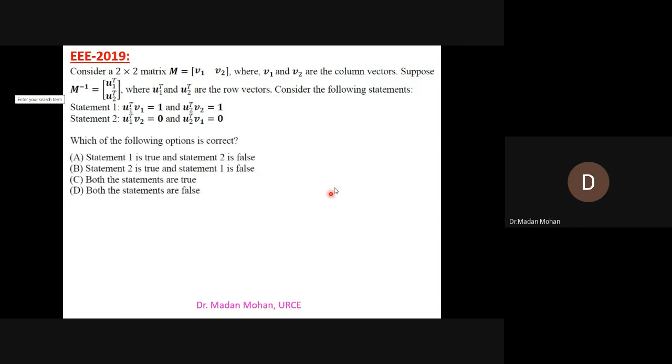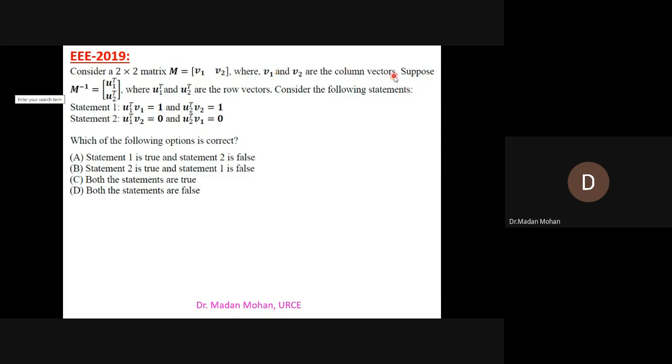Now observe this. After seeing this problem, you may be worried about it. But please observe, it is a very simple problem if you concentrate. Consider a 2 cross 2 matrix. The problem is given in notation. Numbers appear, you will feel very comfortable, but numbers are not appearing. 2 cross 2 matrix, M equal to V1, V2. He is saying 2 cross 2, but only one row is given. Don't worry.